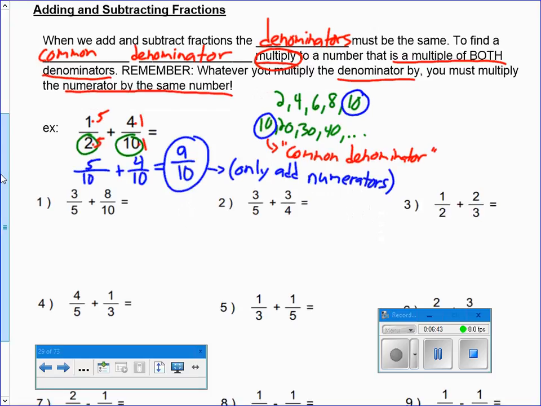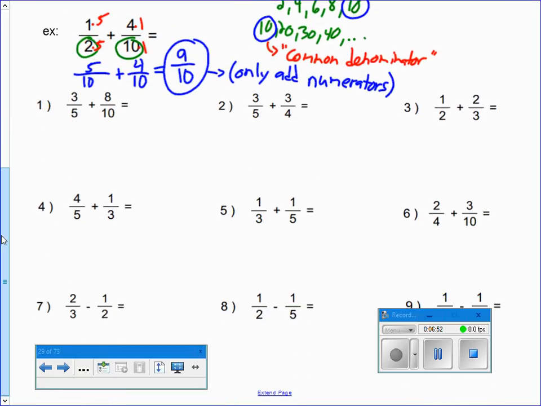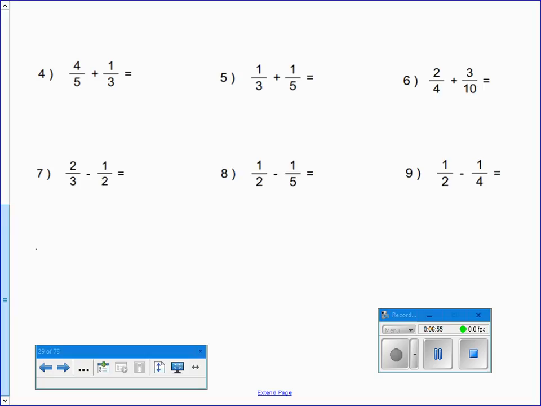So all these problems down here are for you to practice, so you can follow those same kind of steps: look for numbers that are multiples of both denominators, find the common denominator, and then add them up. Now for subtraction, it's the same process, the only difference is we're going to subtract those numerators instead of adding. Just one note here at the bottom of the page: if you're having trouble finding the common denominator, you can always multiply the two denominators in the problem to find the common denominator.